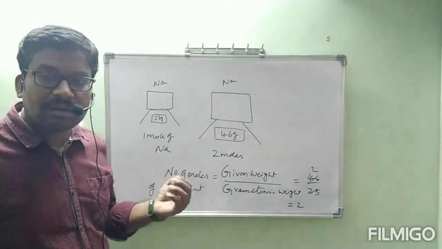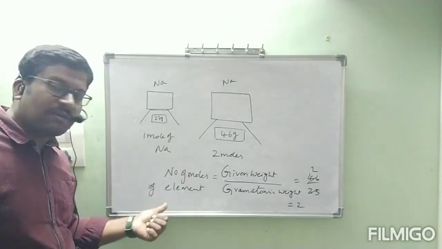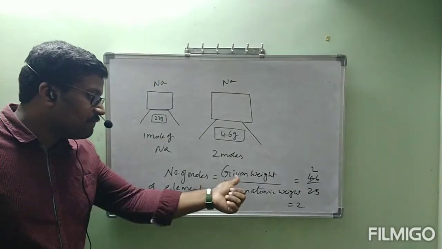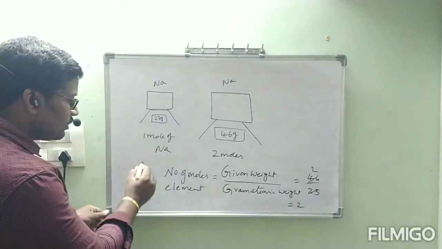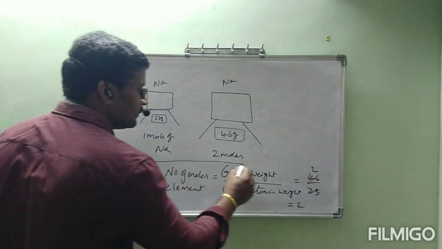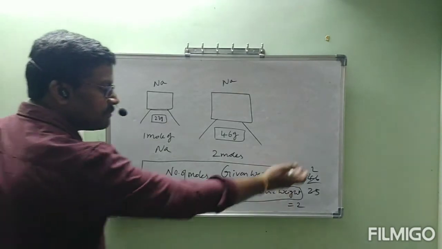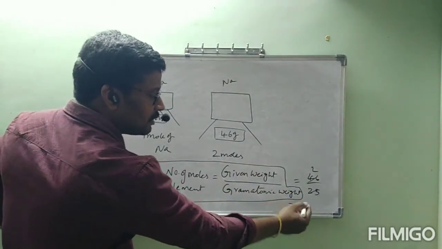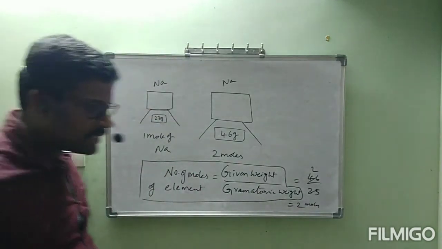How did we find this? By using one general formula. What is the general formula? Number of moles of an element is equal to given weight by gram atomic weight. Keep it in a box, all of you. Very important. This is the general formula. By using this general formula, we found 2 moles. Now let us take some examples and check this.